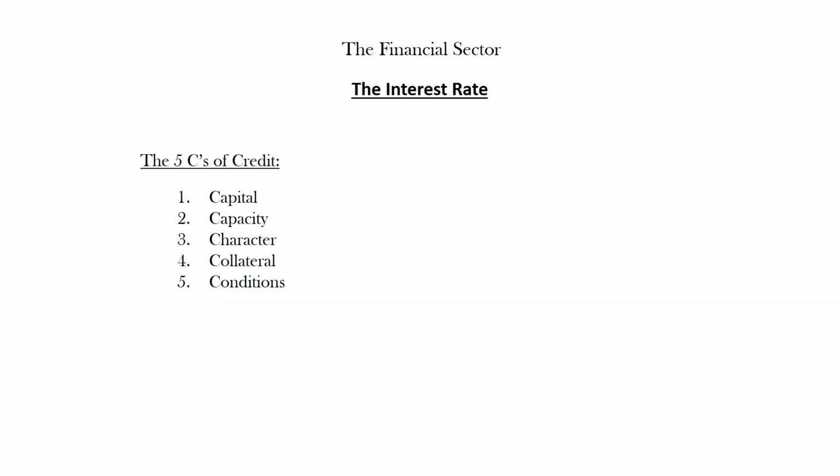Here's the list. As you can see, each item starts with a C, although it's not obvious on the surface what each would mean. Let's briefly examine each of these just to get a little insight on how a lender assesses a borrower's risk profile. But a course in personal finance would give you a much more complete analysis of each of these criteria.